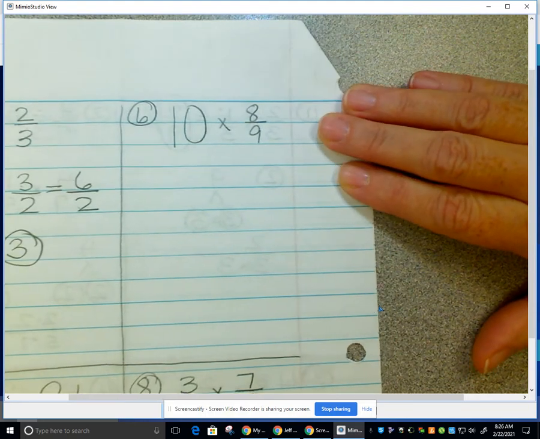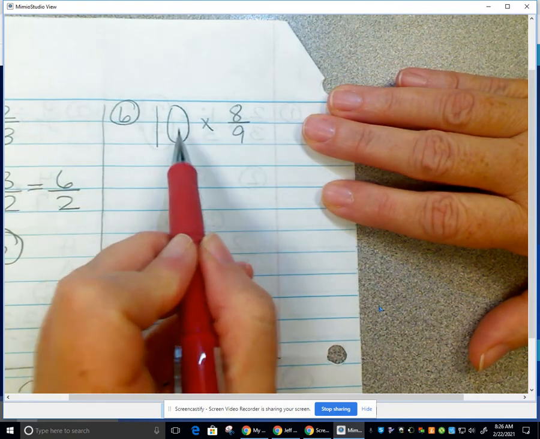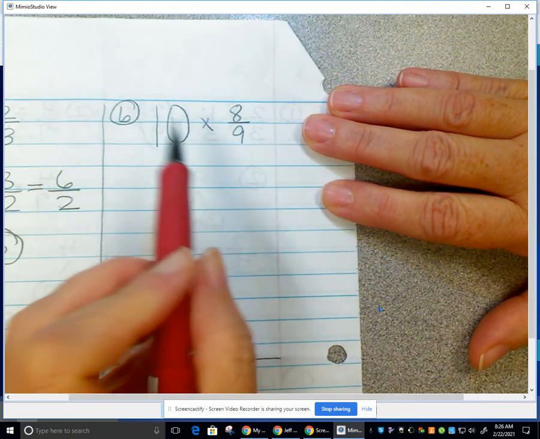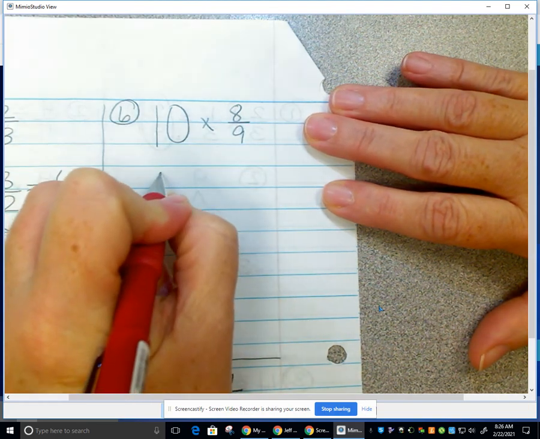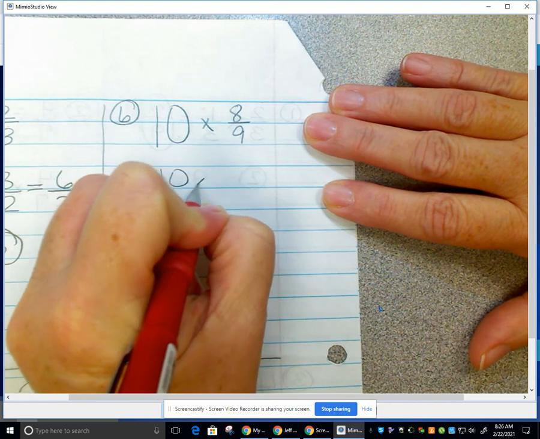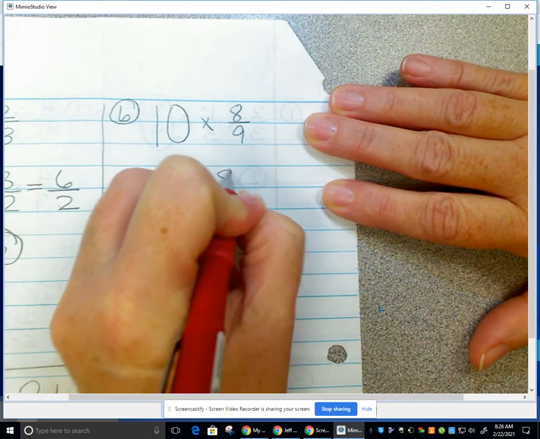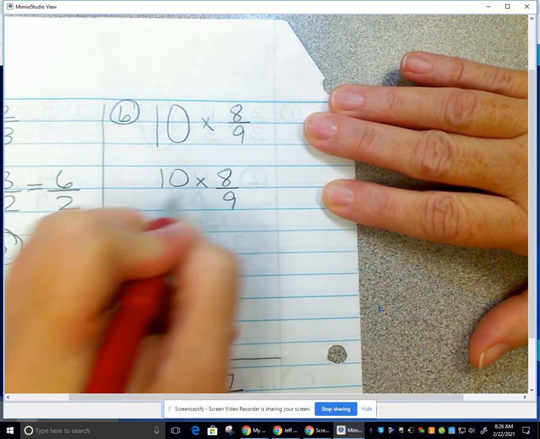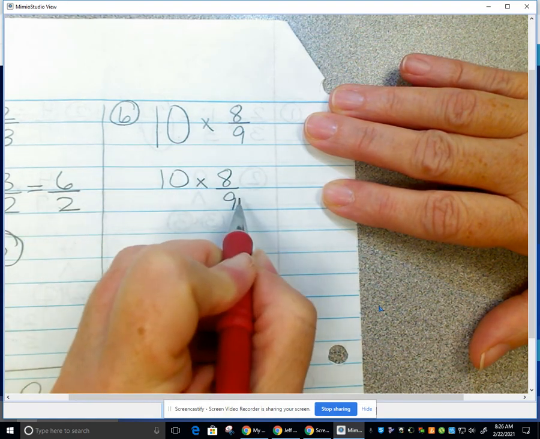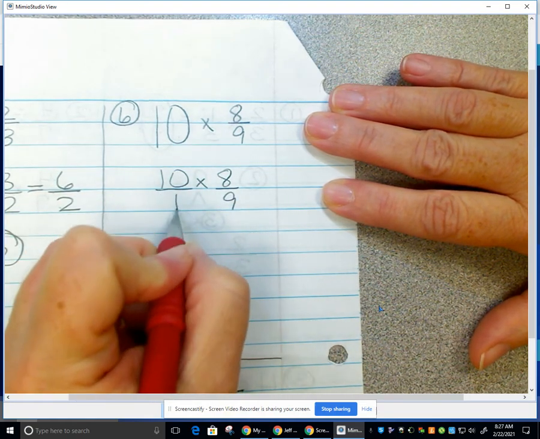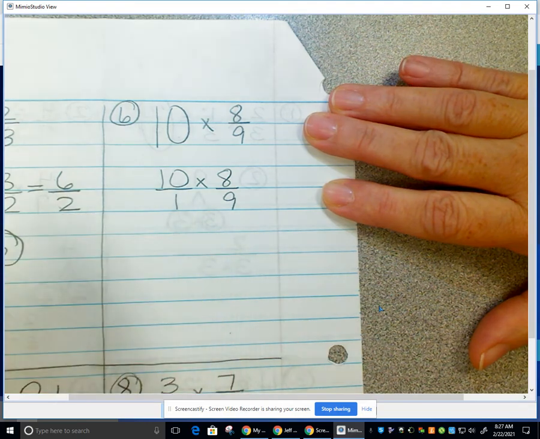Okay, number 6, 10 times 8/9. That means I want 8/9 to happen 10 times. So I'm going to say 10 times 8/9. And the reason I wrote my 10 small, because I know I'm going to do top times top, bottom times bottom, I want to slap a 1 under it so that I have a fraction here.